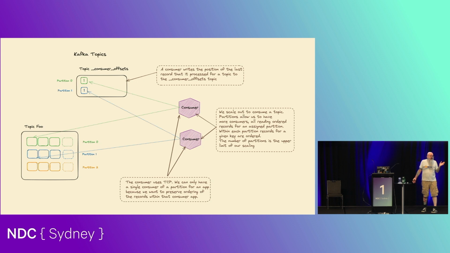Why might I have a spare one? Generally, for redundancy. If one of my consumers crashes, that one will immediately be reallocated one of the partitions that is now missing.